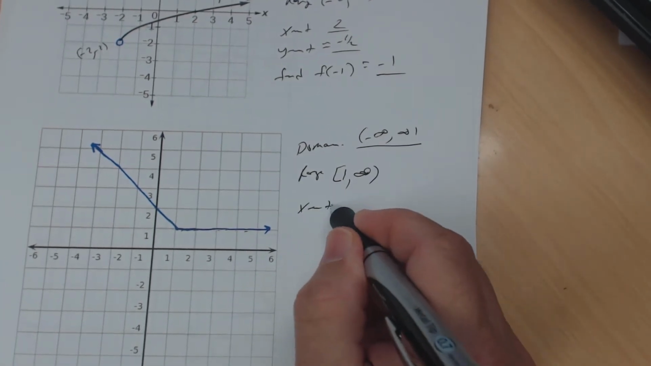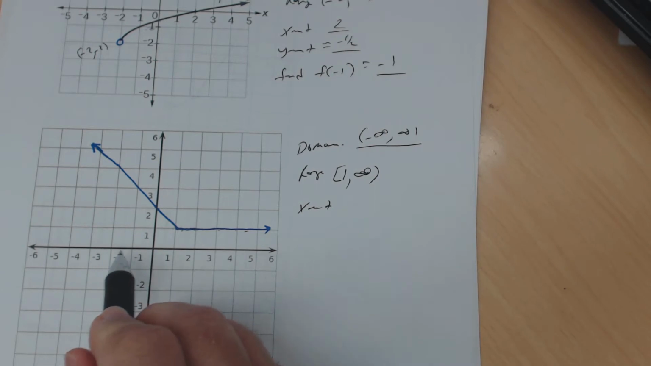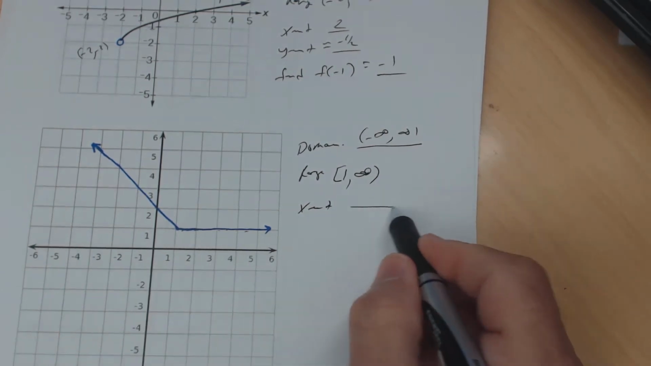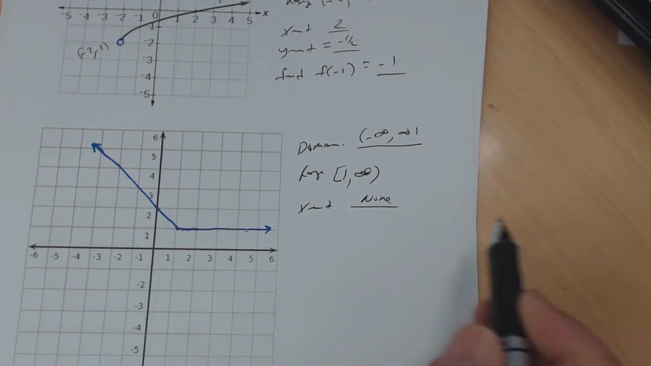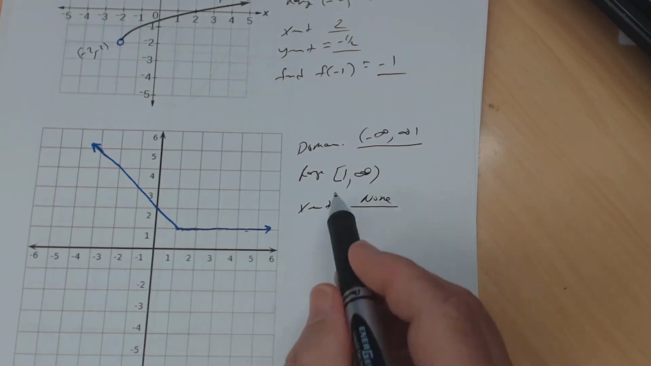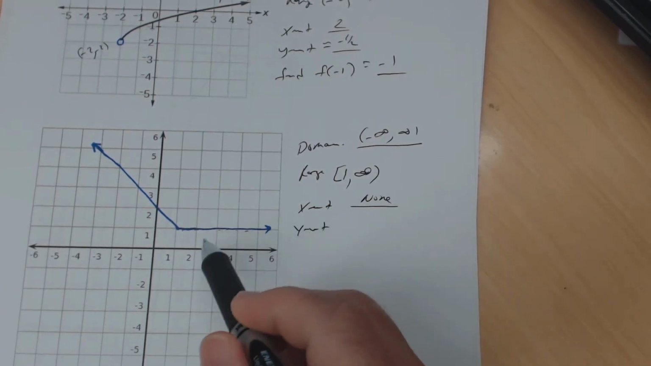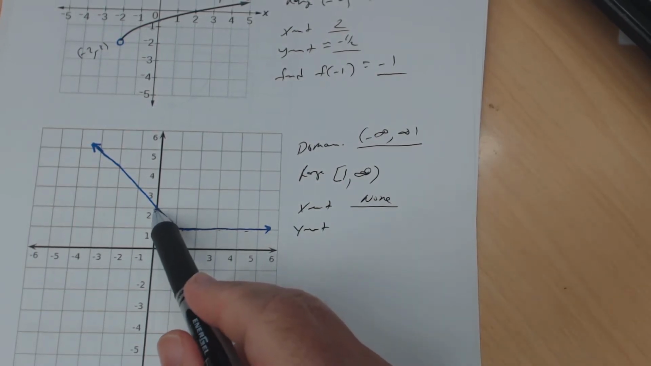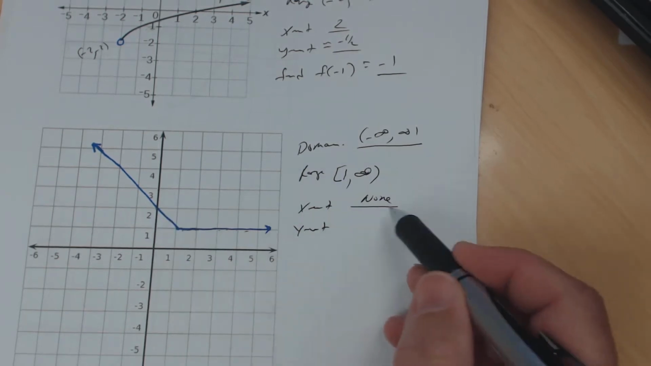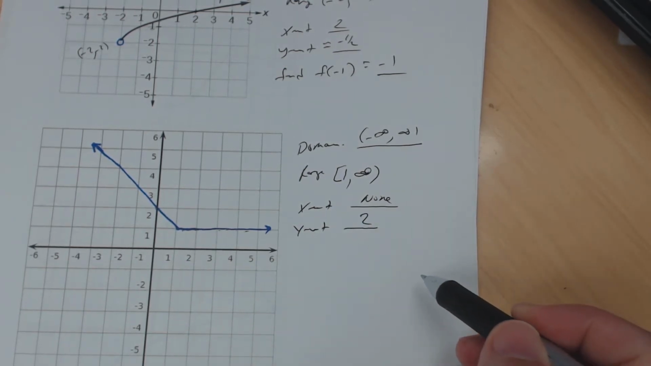All right, x-intercept. Where does the graph cross the x-axis? Well, the graph does not cross the x-axis, so you're going to say none. It does not cross the x-axis. The y-intercept. Where does the graph cross the y-axis? It crosses the y-axis here. What's that y value? The y value is 2.